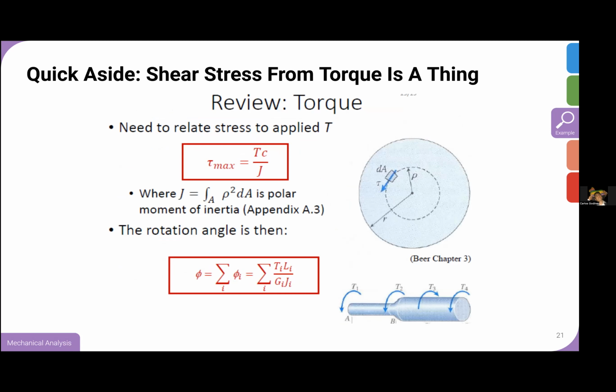For stress related to torque, you just have your torque acting upon a point multiplied by C. C is the same thing as Y, your distance away from your axis of rotation. And then J is your analog to your second moment of inertia, except this is the polar moment of inertia. You guys will get to this in mech solids. It's a very, very similar form factor to the bending stress formula, but this is just for torque.